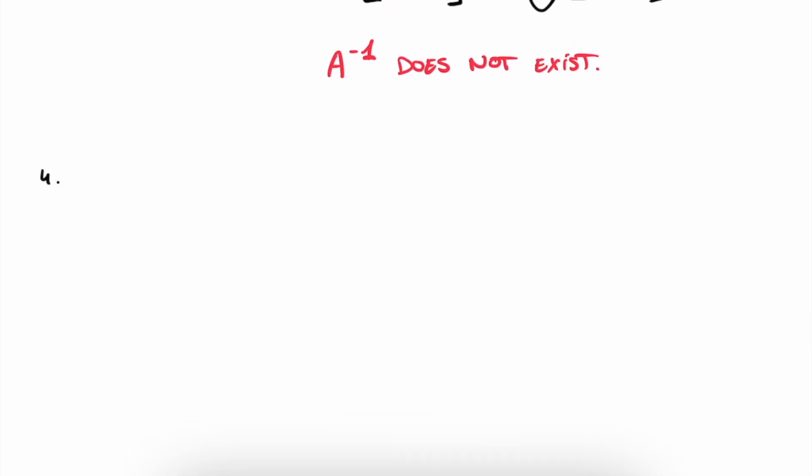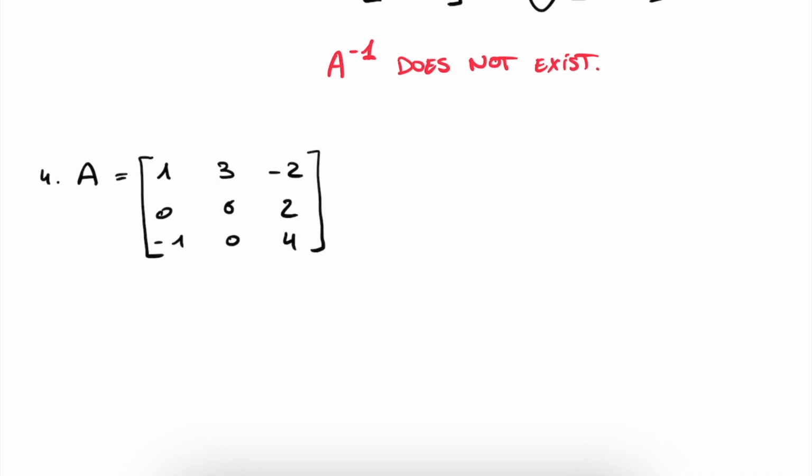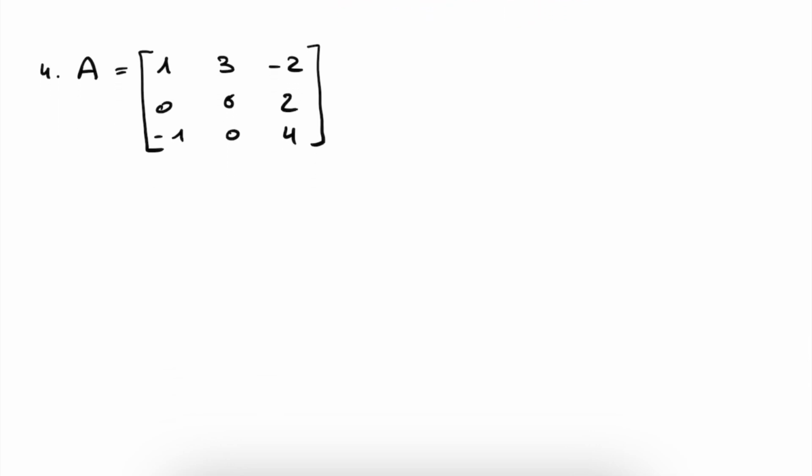The first exercise on the 3x3 matrices is to calculate the inverse of this matrix: 1, 3, minus 2, 0, 6, 2, minus 1, 0, 4. Again, the same steps apply. So we are not doing anything new here. It just becomes a bit more calculation work, but the same steps apply either way.